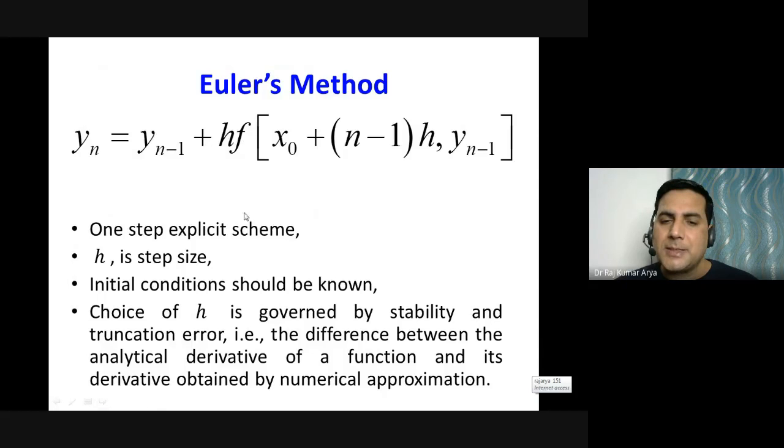It is practically being governed by the truncation error, where we want to stop our calculation. Truncation error is defined as the difference between the analytical derivative, the derivative value you calculate from the analytical formula, and the numerical one. You choose that this much difference is acceptable, because the numerical value will not give the same value as the analytical one.